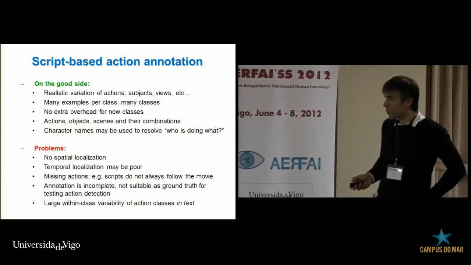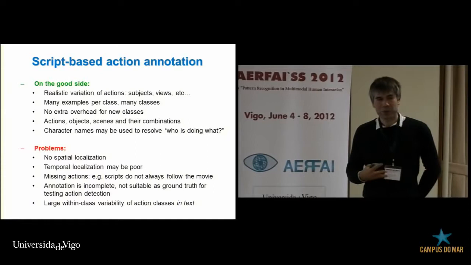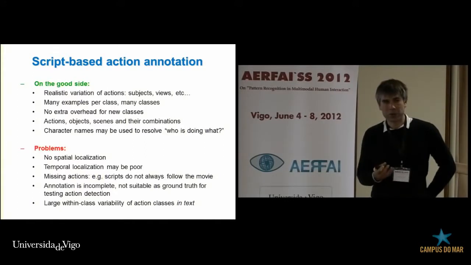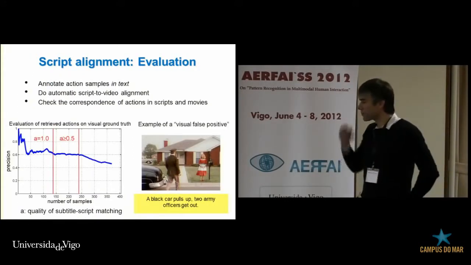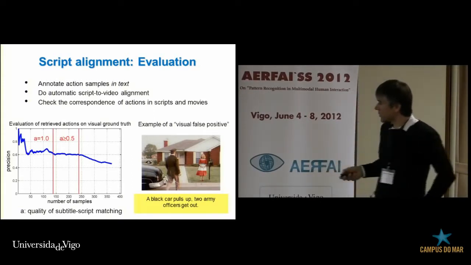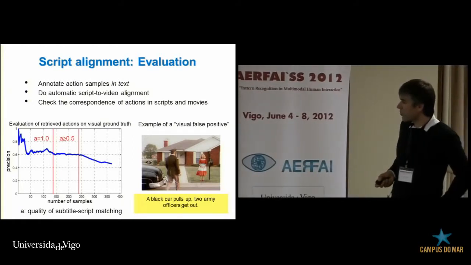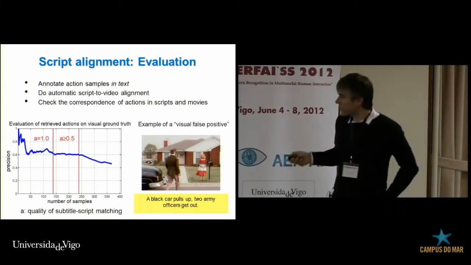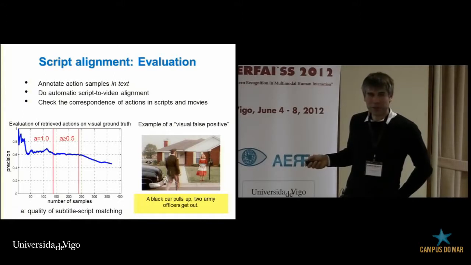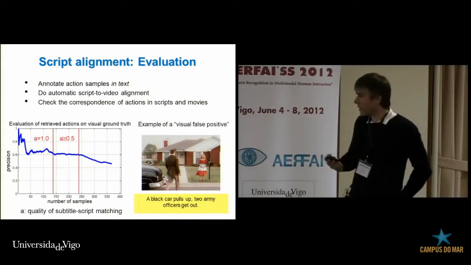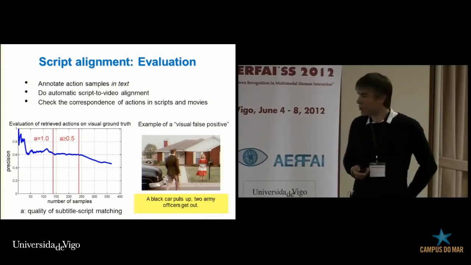Okay, and so one more problem with the scripts is that even if you do keyword search, it won't be optimal, because scripts are natural language, so it won't always match a simple keyword search. Here is an illustration of one problem. A script says that the black car pulls up and two army officers get out. We see here that it indeed looks like one officer gets out, but we don't actually see the action which has happened here. So for us it's a good script, but it's not a good visual example to train a classifier.